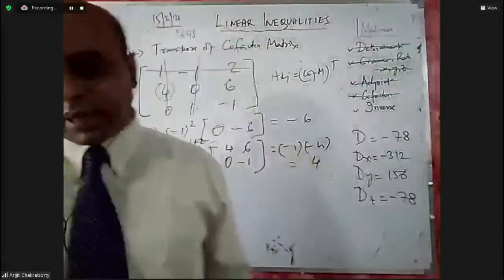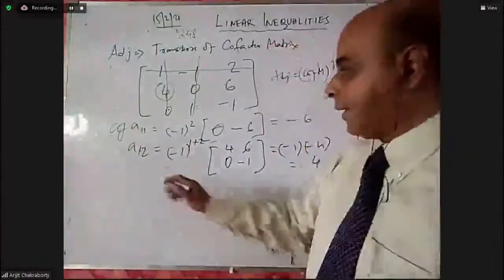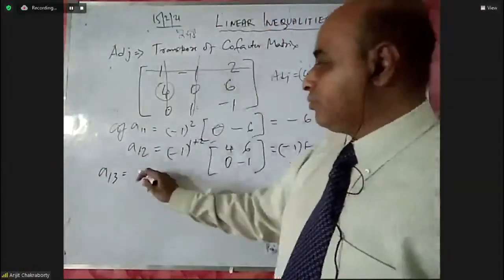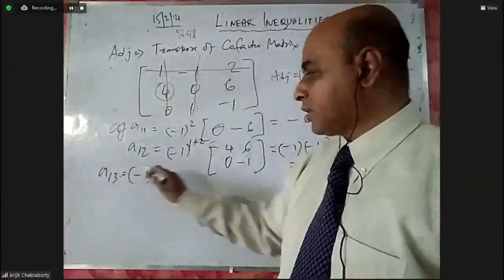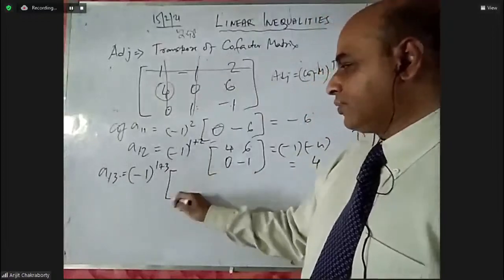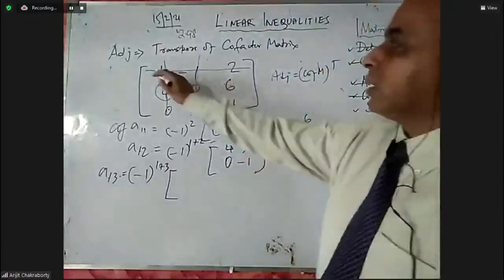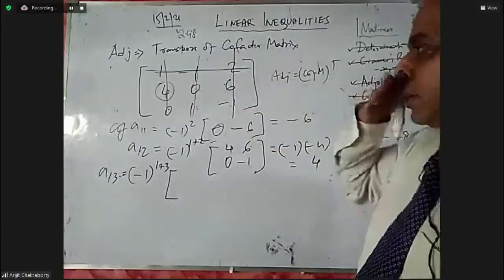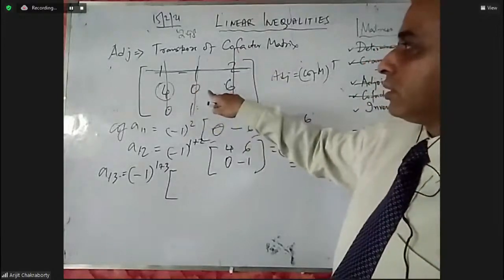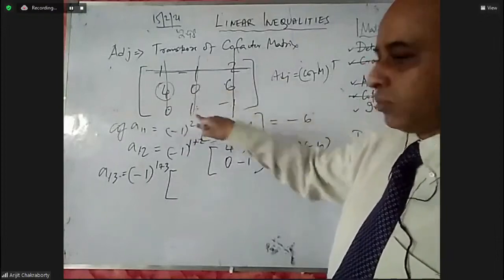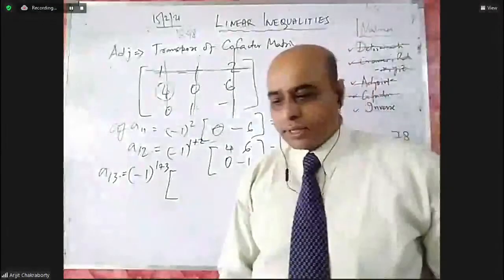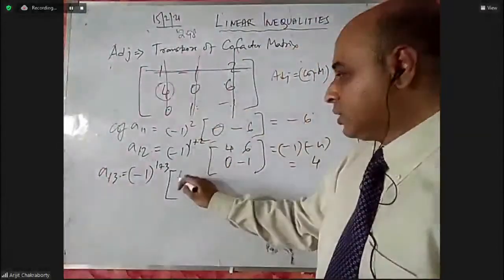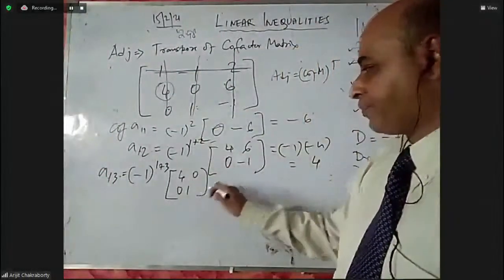Now I will take A13. A13 will be minus 1 to the power 1 plus 3, and the determinant is what? I have taken row 1, and column 3 I am cutting. So for A13 I will be getting 4, 0 and 0, 1. So 4, 0, 0, 1.